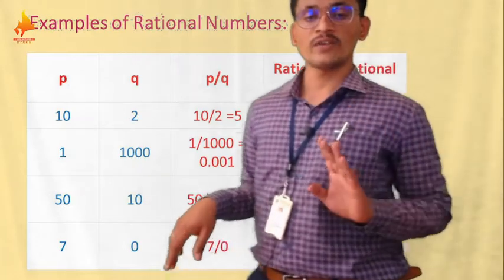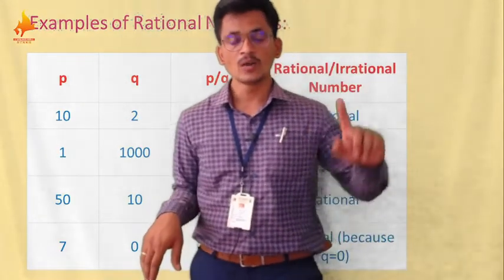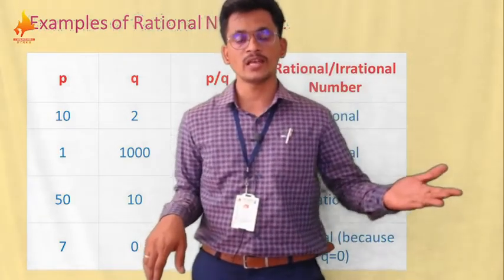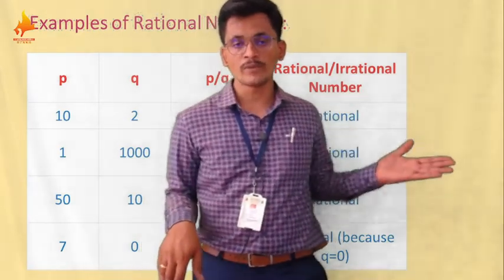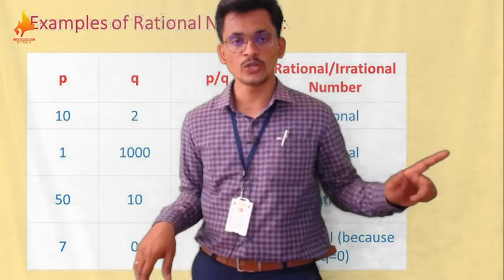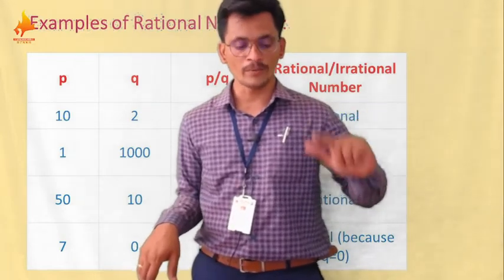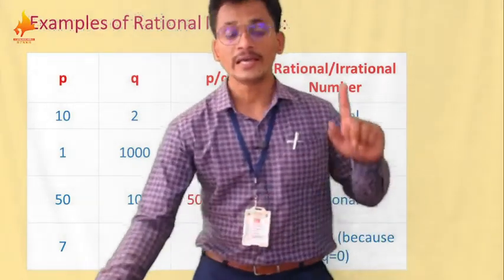So the definition of a rational number is a number which can be expressed in the form p by q, where the denominator q should not equal 0 and the numerator and denominator both should be integers only.